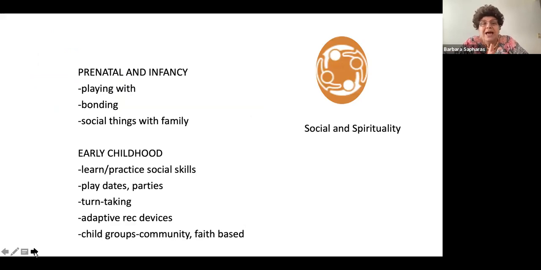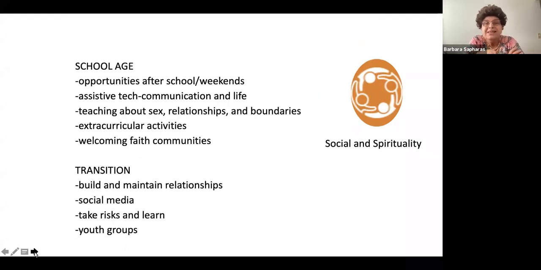In social spirituality, in infancy, how are they bonding? Is the family doing social things and including the child? In early childhood, are they learning social skills? Let's go back to please and thank you. Are they learning turn taking? Wait. As a speech language pathologist, that was one of the early skills we taught people, the ability to wait. In school age, what opportunities do they have to be around other kids? And are we using assistive tech?